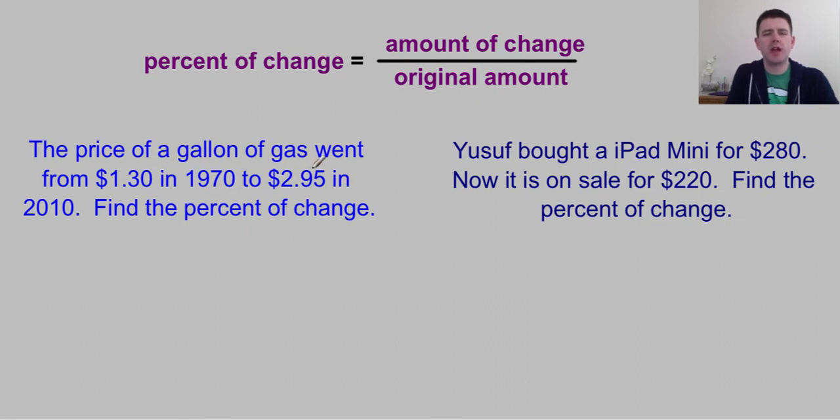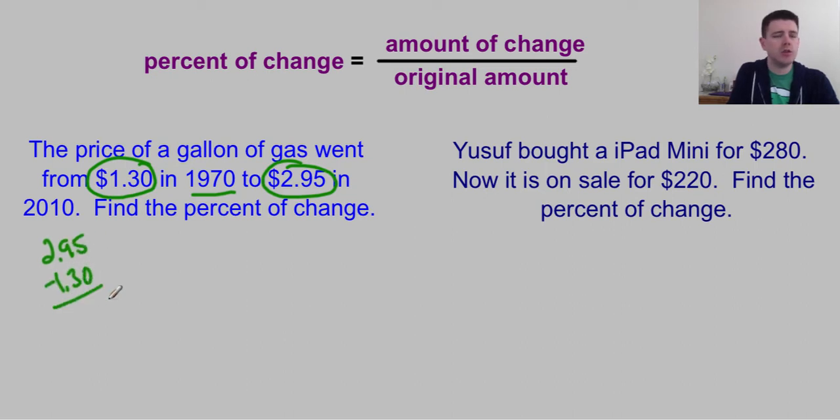This one says the price of a gallon of gas went from $1.30 in 1970 to $2.95 in 2010. We want to find the percent of change. So to do that, we find the amount of change. It went from $1.30 to $2.95. So to find the difference, you can do some quick subtraction. You can use your calculator, you can do it in your head. But basically it changed by $1.65. So $1.65 goes on top. That's the amount of change.